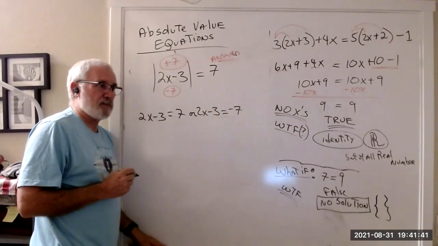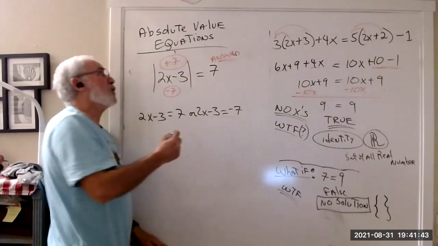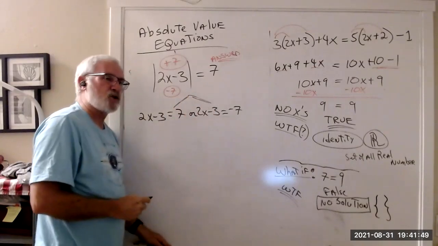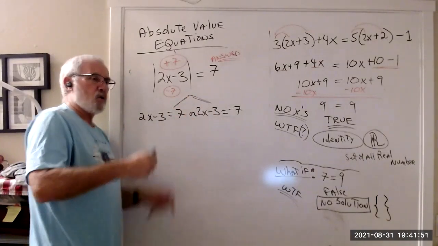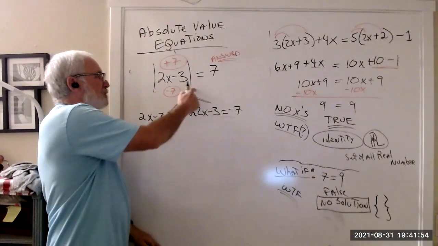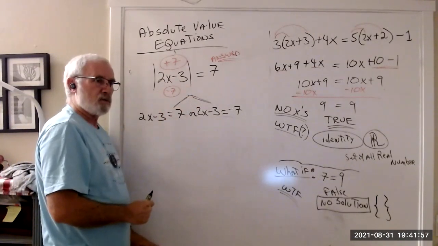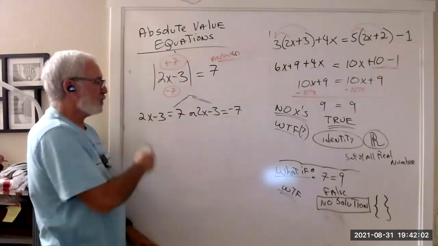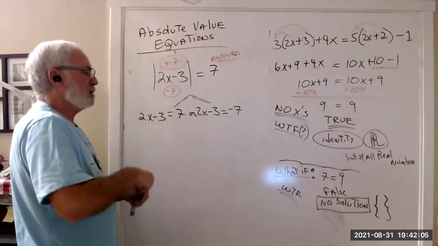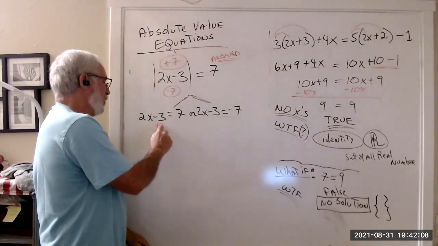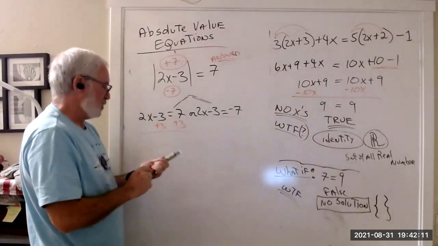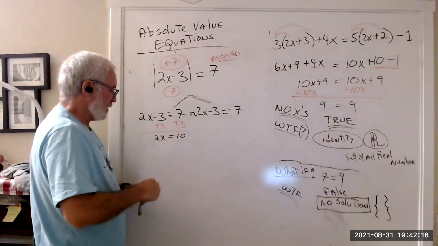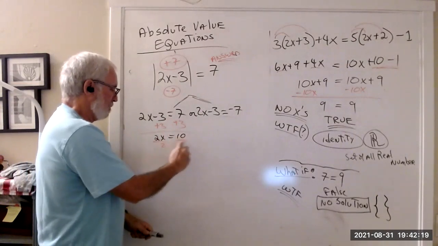Super important concept right here. Absolute value equations always split into two different equations. You split and you drop the absolute value symbol, because the absolute value could have been worth 7, or it could have been worth negative 7. Now you solve each of these. By now, we're getting pretty good at it. We're going to add 3 to both sides. So we get 2x equals 10. Divide by 2, and we get x is 5.